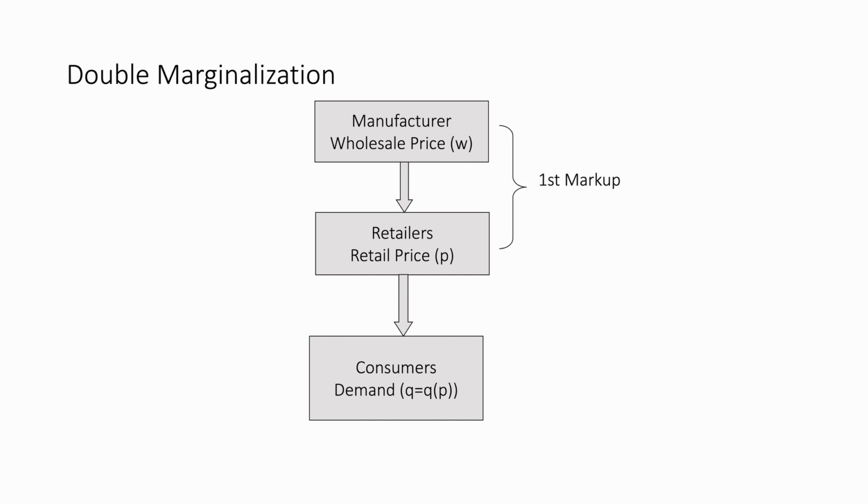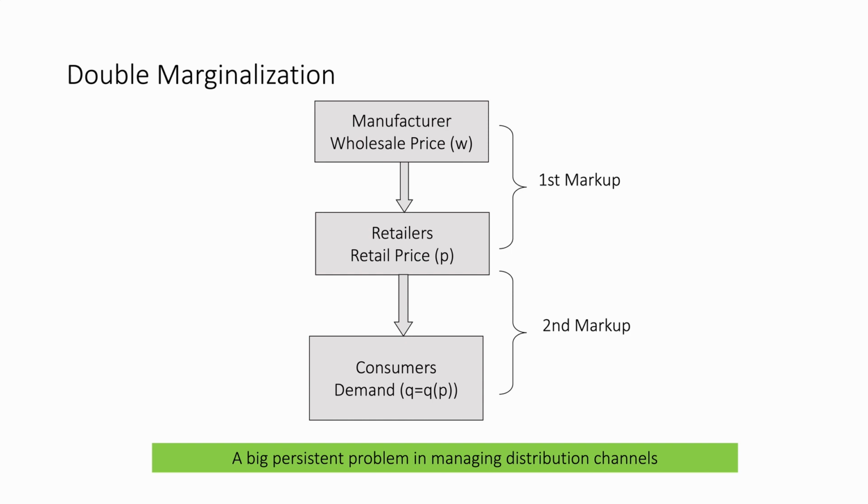Why is it called double marginalization? When the manufacturer sells to retailers, that creates one markup. And then retailers selling to consumers creates a second markup. The manufacturer marks up from the variable cost to the wholesale price, and then the retailers mark up from the wholesale price to the retail price. So that's two markups, two marginalizations. And the problem we can already see from the earlier calculation is that when they do this, the total channel profit is lower than when the manufacturer and the retailer act together to set the optimal price.